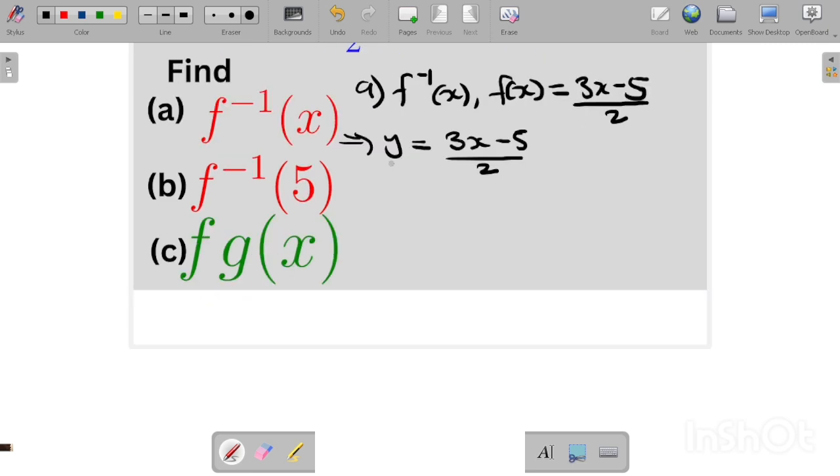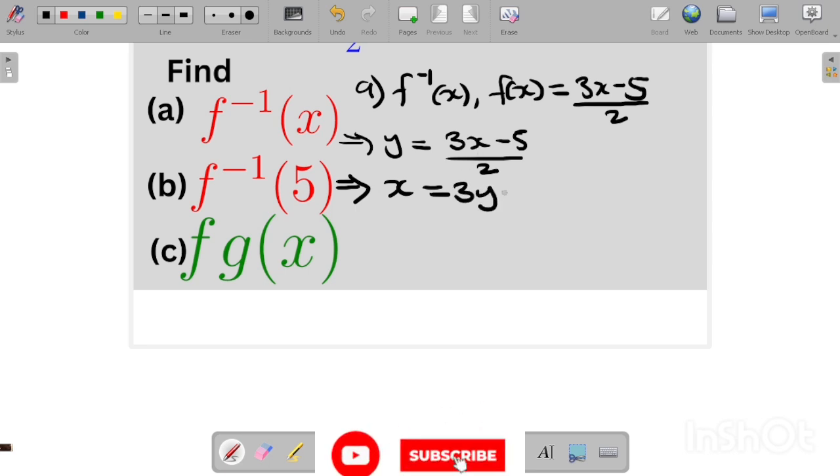At this stage, swap x with y. What it means is where there's y, you replace with x, and where there's x, you replace with y. So meaning you're going to have x is equal to 3, where there's x here, you substitute a y, minus 5, then over 2.